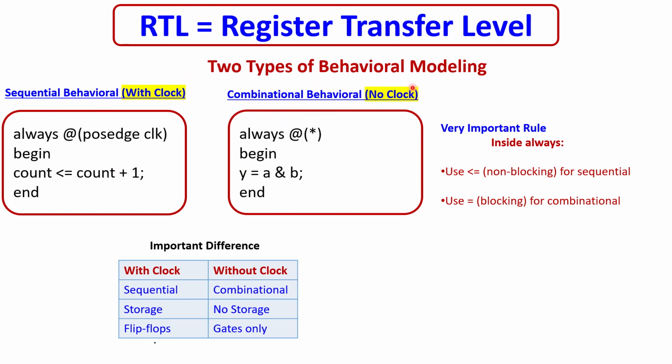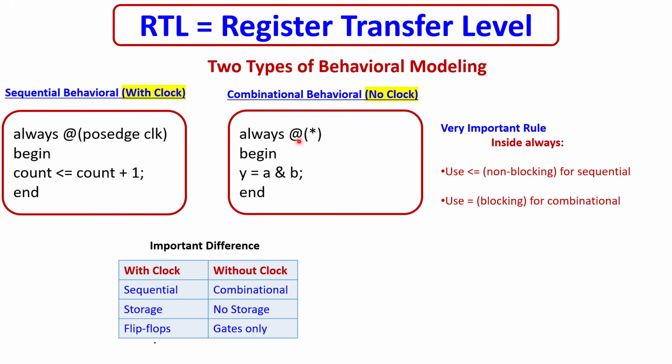In behavioral modeling, we have two types: sequential behavioral and combinational behavioral. One is with clock, one is without clock. Let us look at this. In this, always at posedge clock. Here, when the clock rises from 0 to 1, count plus 1 is stored in count. This is the Verilog code of sequential behavior with clock.